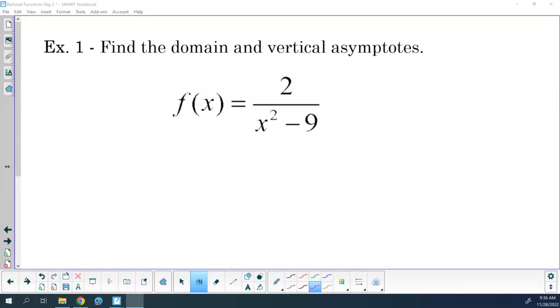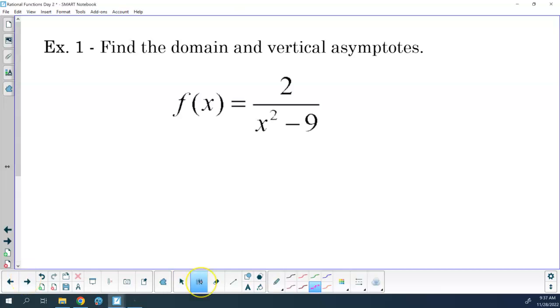So what I want you to do on this one is, 1, make sure we're reading directions. On this particular one, it says just find the domain and the vertical asymptotes. Okay? So I want you to pause the video now, do that, and then come back to the video and push play and see what the answers are.